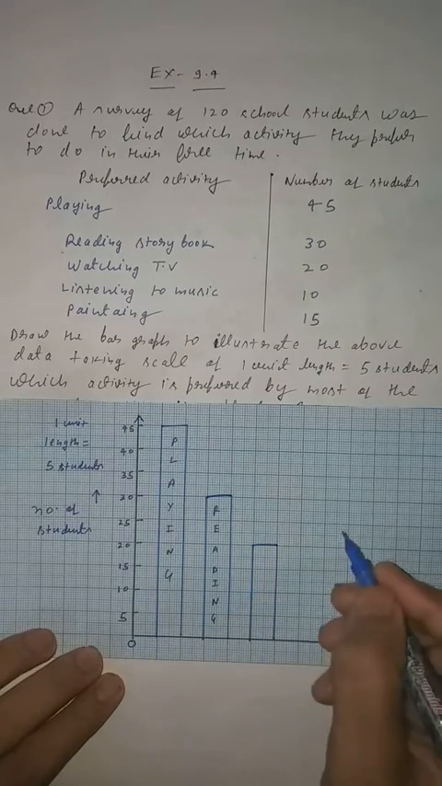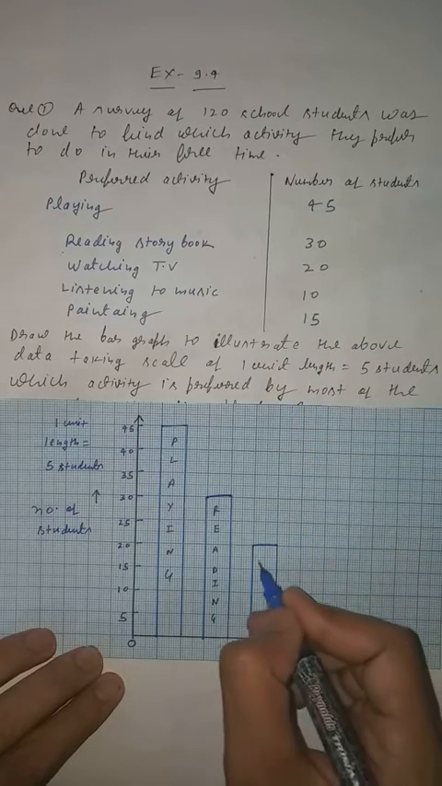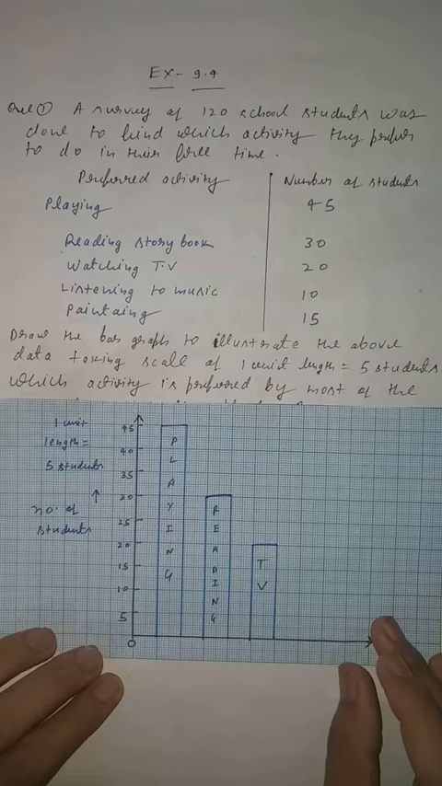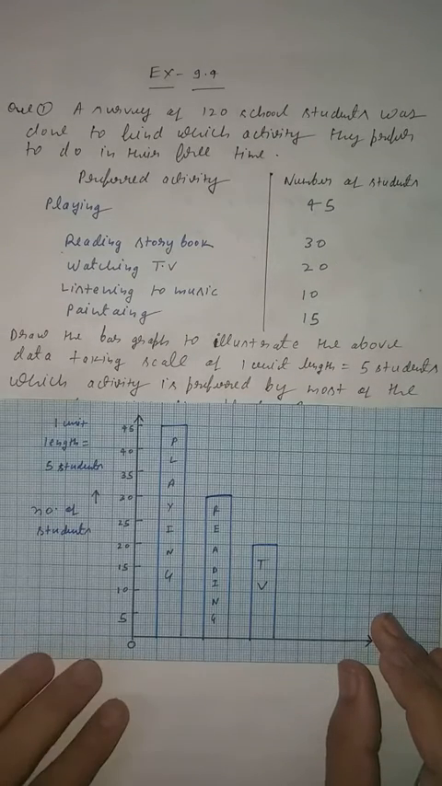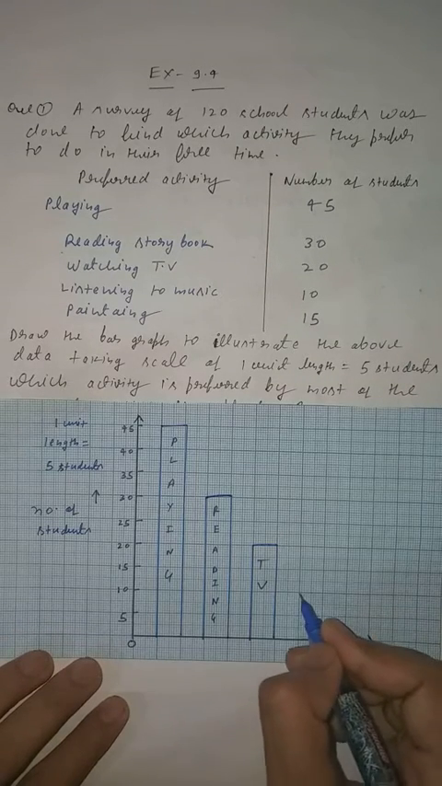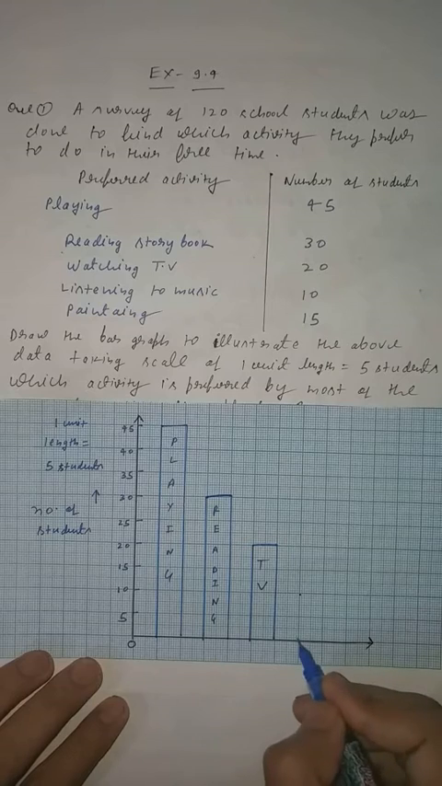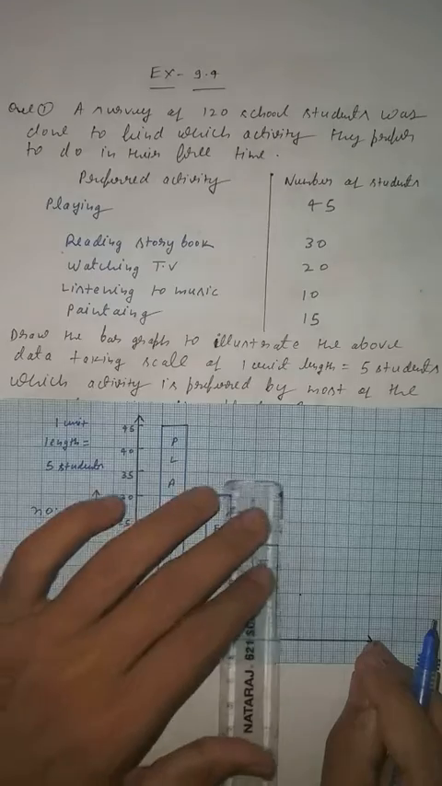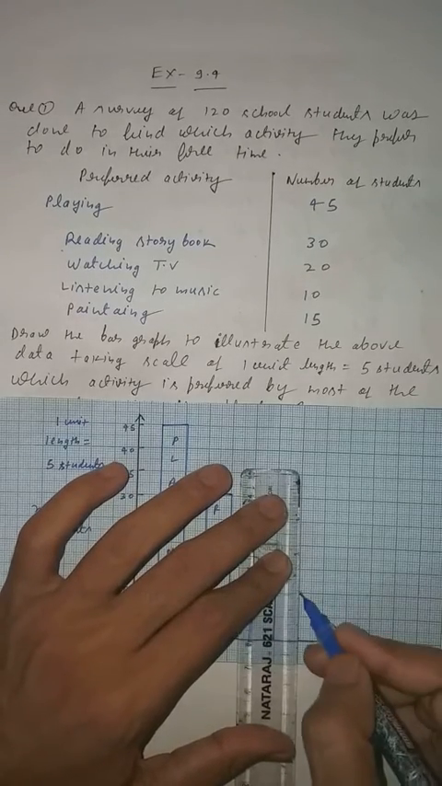This is 20. Then on 20 what is given? TV. Write down simply TV. Yes, students? Achha, next is listening to music. The number for listening to music is, student? 10. Here 10 is given. You know that you start from 0. You will start from 0 and go to 10. So this will come to 10.